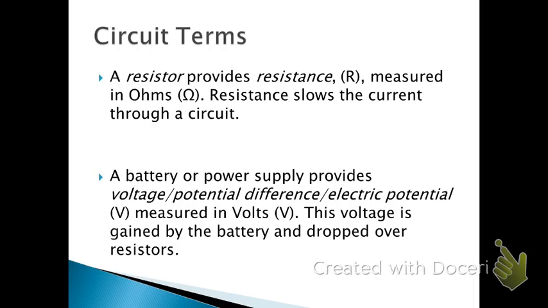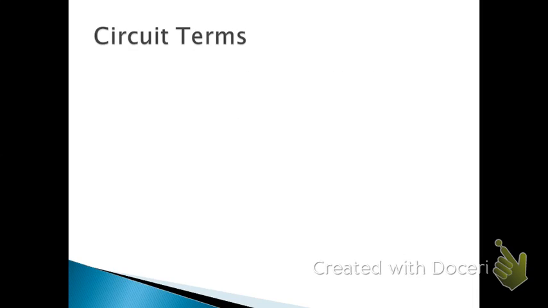Voltage and potential energy, if you remember from the lecture earlier, are really similar. Basically, potential energy per unit charge is the voltage. So you can kind of think of those as being equivalent. Now the voltage is gained by the battery, it's brought up by the pump, and it's dropped over the resistors, which are kind of like the waterfalls.